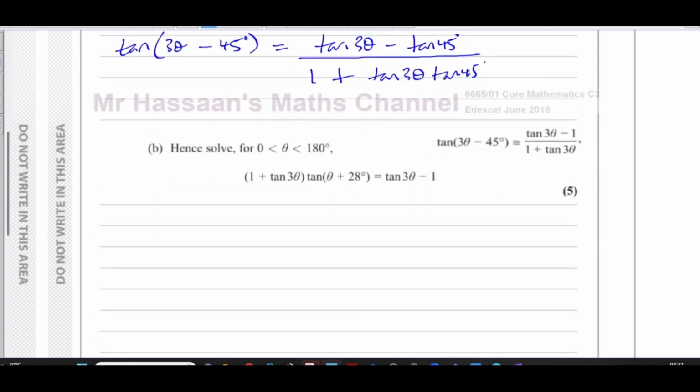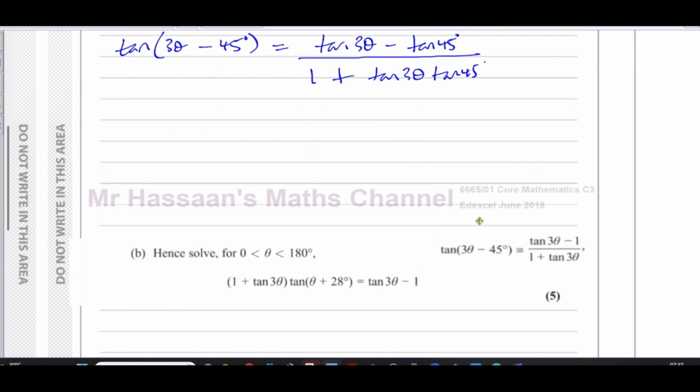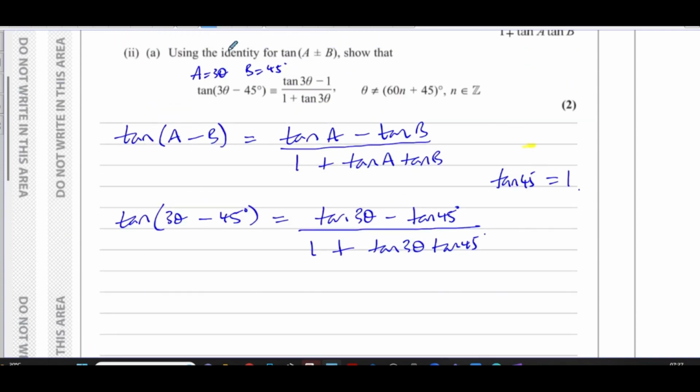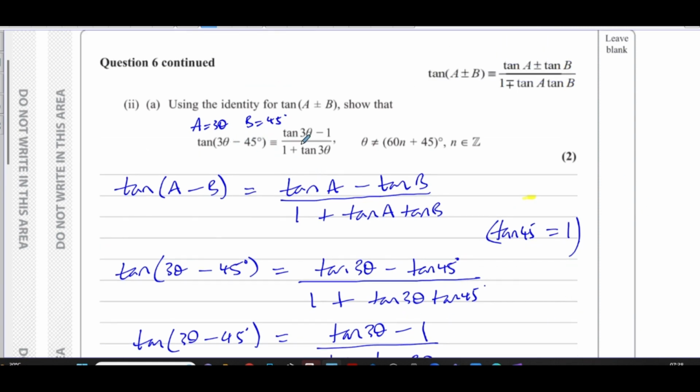Therefore, we can say that this is going to be equal to, this is 1, so you have tan of 3 theta minus 1 over 1 plus tan 3 theta times 1. So it's 1 plus tan of 3 theta. We've shown how that comes. You have to show your steps carefully, make sure you mention tan 45 equals 1, and then you've got your answer. So you've shown that this gives you that, using the identity. That's part A, easy 2 marks.